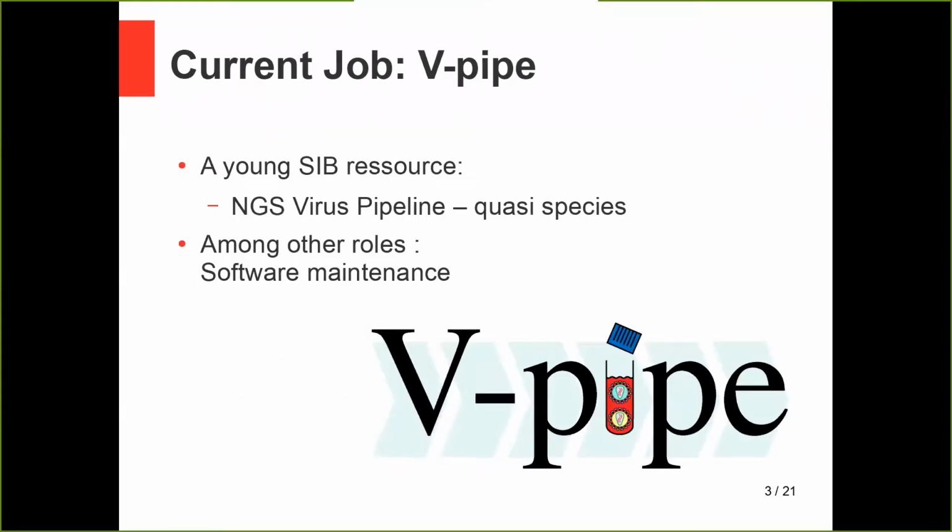Currently, I work on the vpipe SIB resource, which is an NGS virus pipeline, which specializes on quasi-species. And among other roles that I have on this resource is also to do the maintenance on software. So one of the examples I'm going to show is one of the components of this pipeline.